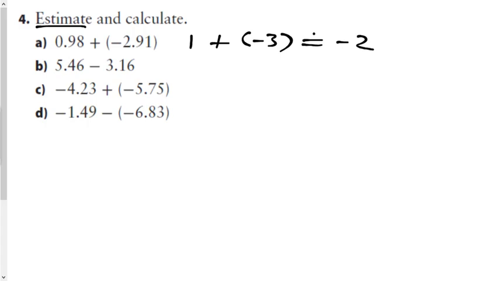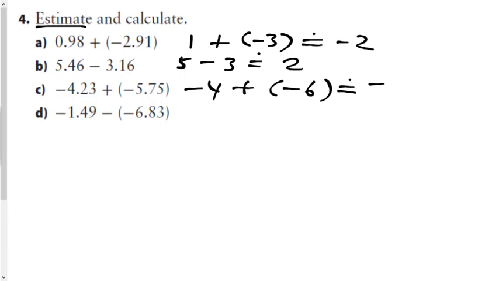The second question, if I estimate, 5.46 will just become 5 because we round down if it's not higher than 0.5. Take away 3, which I think everyone in the room knows is positive 2 for an estimation. Our next one would be negative 4 plus negative 6, which will give us an answer of approximately negative 10. And our final one will be negative 1 take away a negative 7, which if we keep flip change, which is what Mr. Mack prefers, not all teachers do, your estimation will be approximately equal to 6.